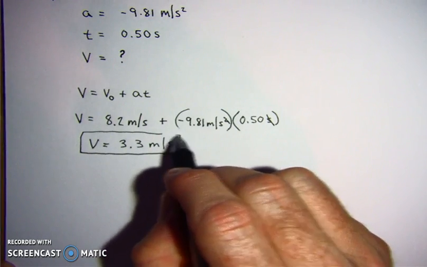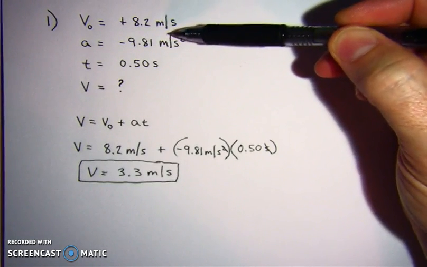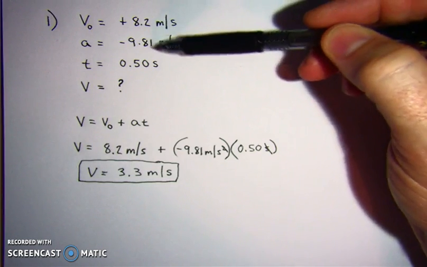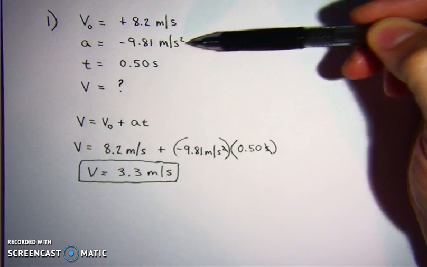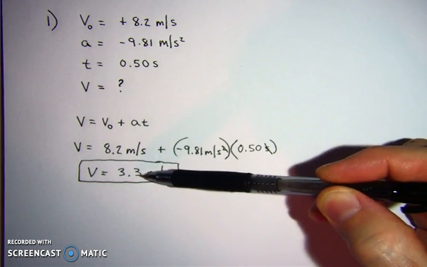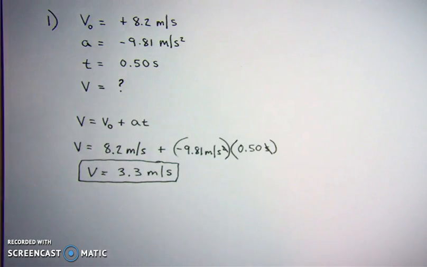After half a second, if you throw the ball in the upward direction at 8.2 meters per second, with gravity pulling on it at 9.81 meters per second squared in the downward direction, after half a second the ball will slow down to 3.3 meters per second in the positive or upward direction.